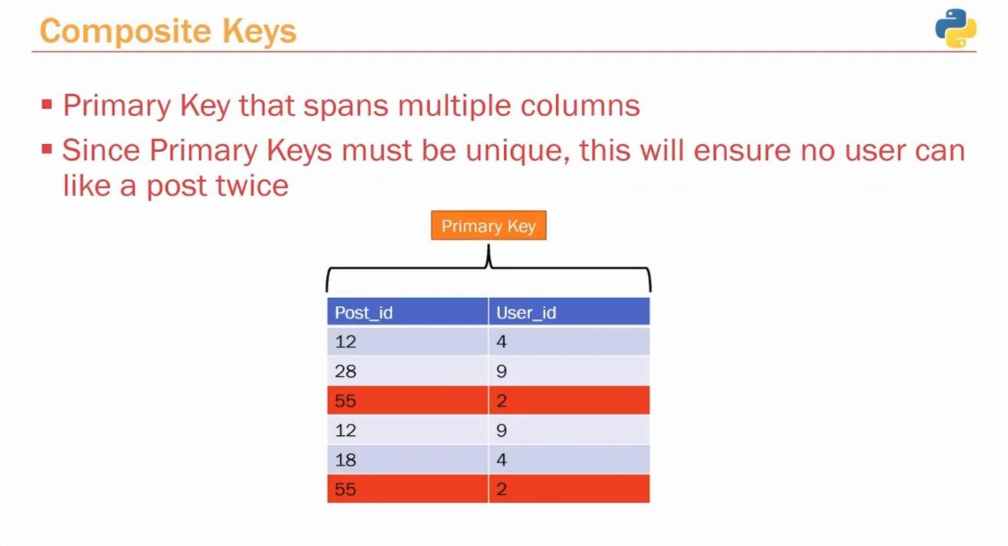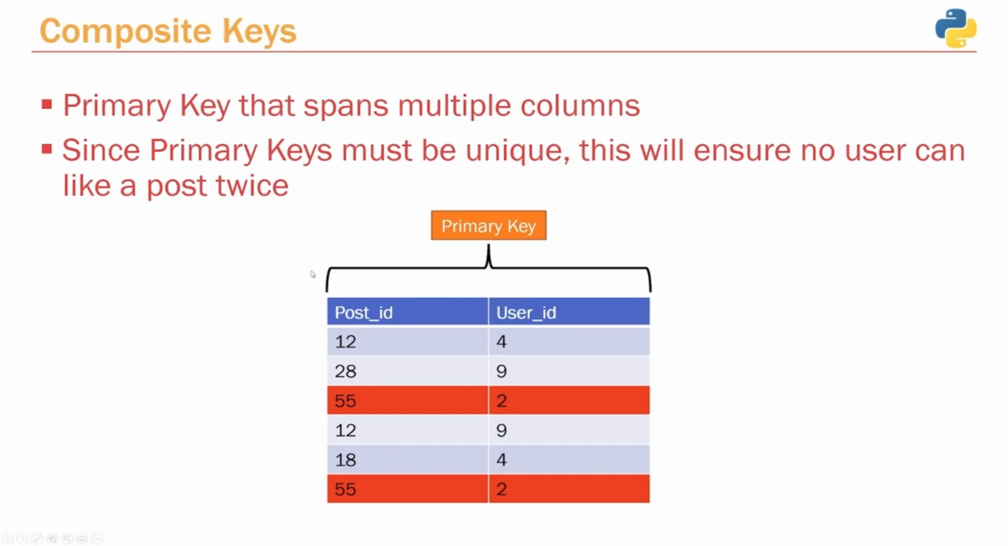So we've already covered what a primary key is. It's a column in your table that's going to ensure that every single entry is unique. And we always used a column called ID, which had an auto-incrementing integer. However, what we can also do is make use of something called composite keys. And a composite key is nothing more than a primary key that spans multiple columns. So we've only worked with one-column primary keys, but we can actually have it cover more than one column. It can have 2 columns or 3 columns. And since a primary key must be unique, this will ultimately ensure that no user can like a post twice if we make sure that both of these columns are part of the primary key, right?